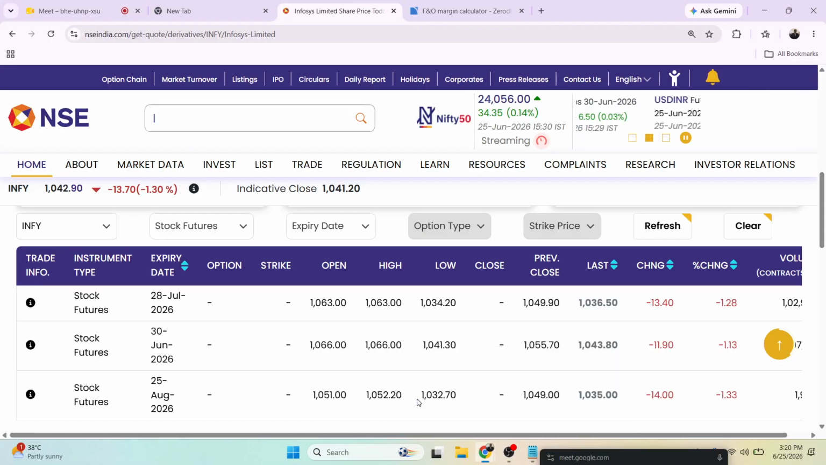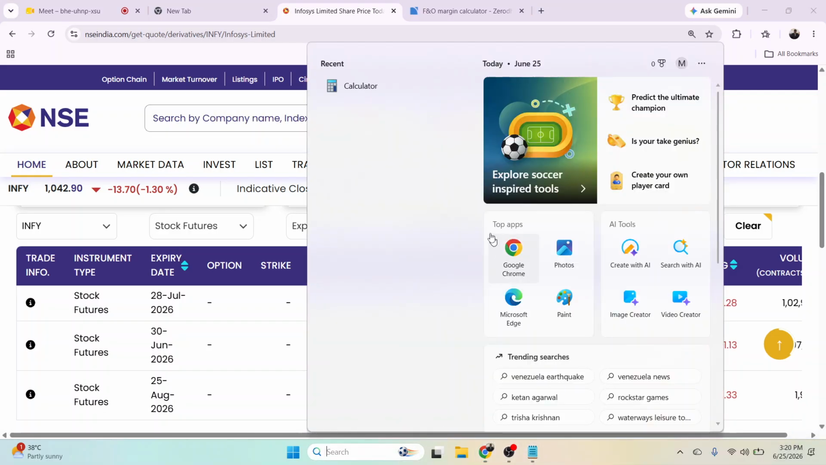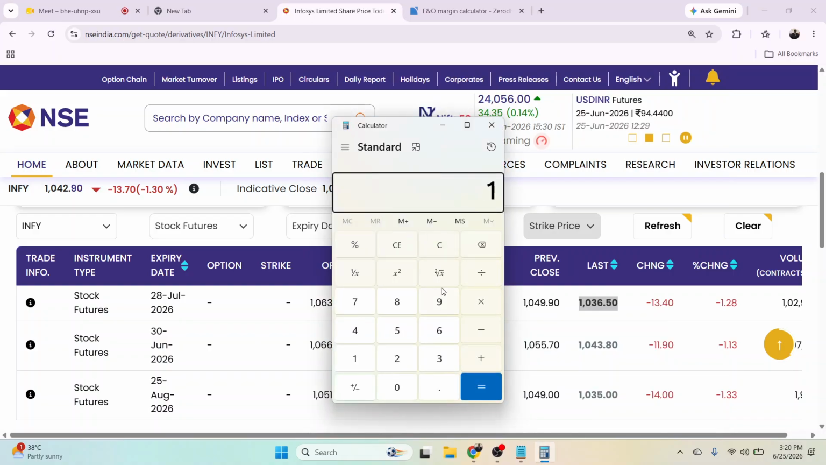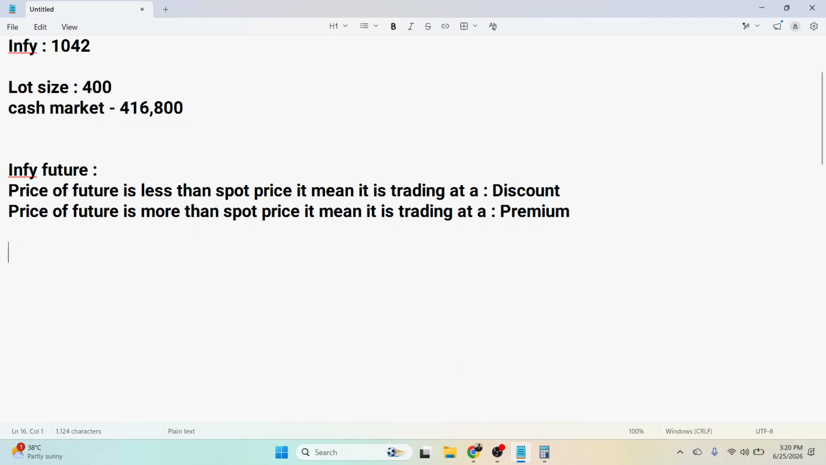Okay, so here you can see this is 1035 for the August series, and for the July you have to pay 1036. Okay, so 1036 multiply by 400 equal to this one. So this is the contract value.